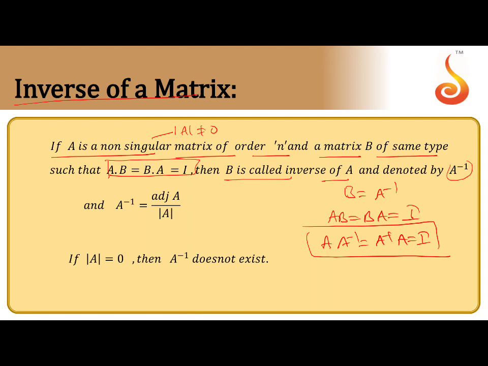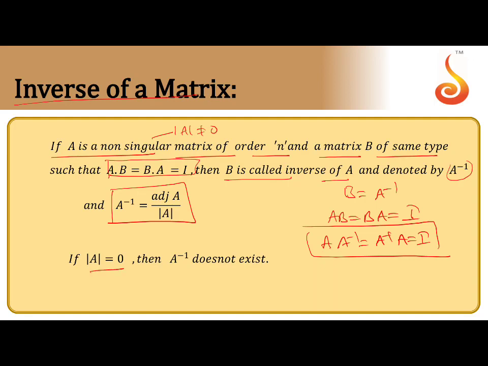And also sometimes using this one as a property. Just keep in mind. Now, how to find A inverse? A inverse can be found using adjoint A by det A. So that means if det A is not equal to 0, the inverse exists. The inverse of a matrix is defined as 1 by det A into adjoint A.